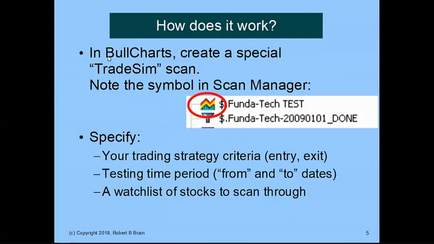How does it work? In BullCharts, we'll create a special TradeSim scan, and for those of you familiar with the scan manager and scans in BullCharts, you'll notice the little symbols displayed in scan manager. Usually the funnel type symbol is what's shown for a regular scan. The TradeSim symbol indicates the scans that are TradeSim scans. And as I mentioned, you will need to specify a trading strategy, testing time period, and our list of stocks.